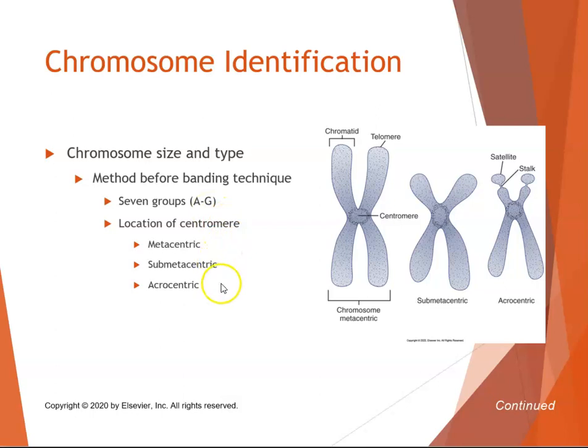And what they're looking for is metacentric, submetacentric, and acrocentric. So you can see there are different parts that they're looking at inside of the chromosome itself, to band it, in other words, to identify what we're looking for. There's a centromere in the middle.